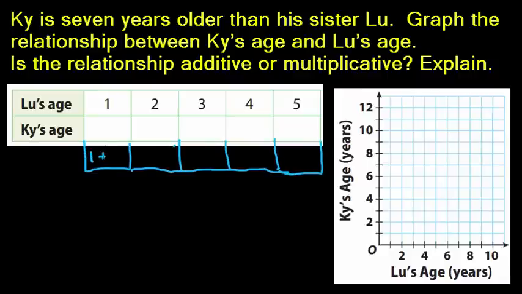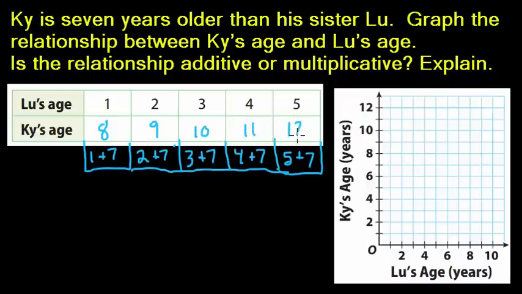So I'm going to say 1 plus 7. If Lou is 2 years old, I add 7. If Lou is 3, I add 7 to find Kai's age. Add 7. This is an additive relationship because I'm just adding each time. So Kai would be 8 here, Kai would be 9, Kai would be 10, Kai would be 11, and Kai would be 12. Okay, so that is an additive relationship.